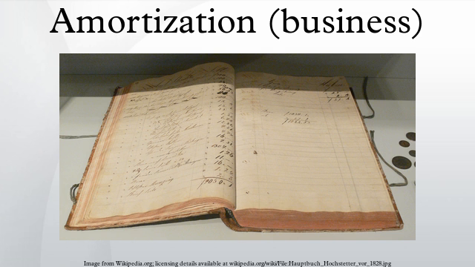Under International Financial Reporting Standards, guidance on accounting for the amortization of intangible assets is contained in IAS 38. Under United States Generally Accepted Accounting Principles, the primary guidance is contained in FAS 142.